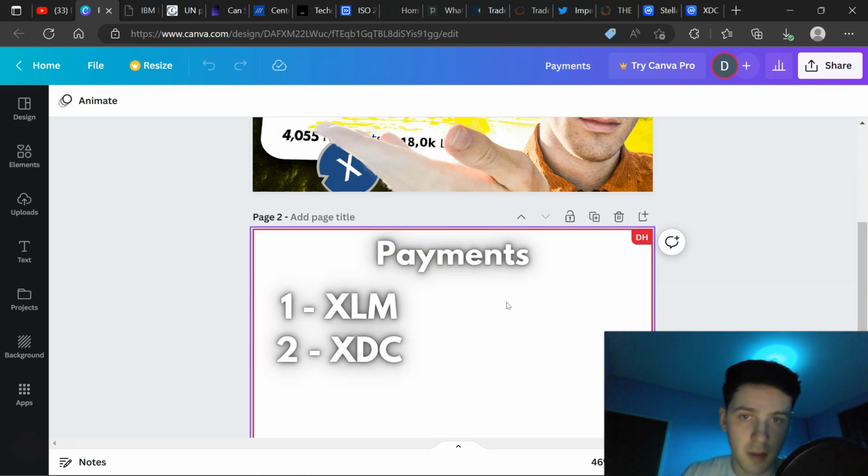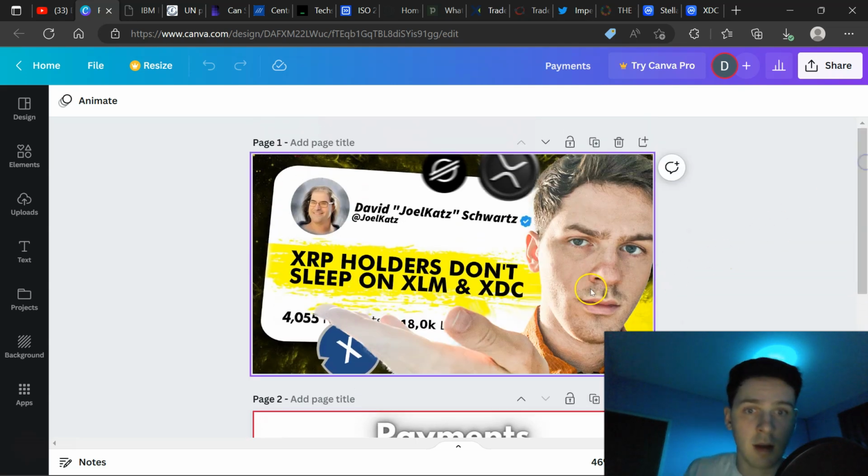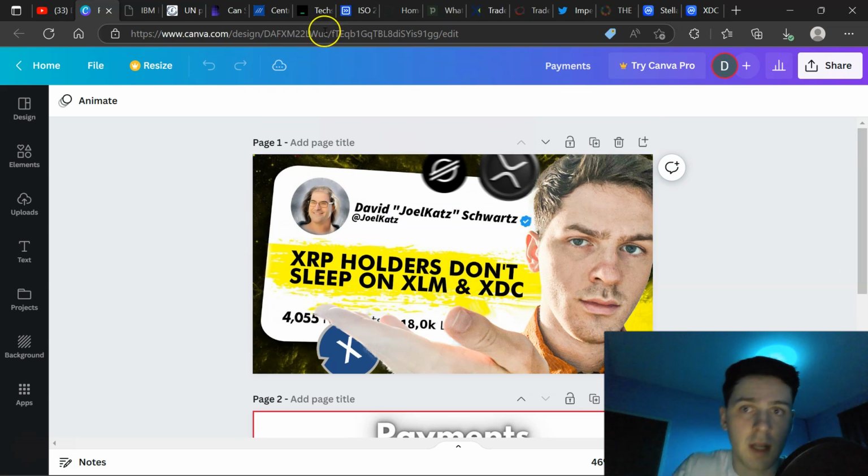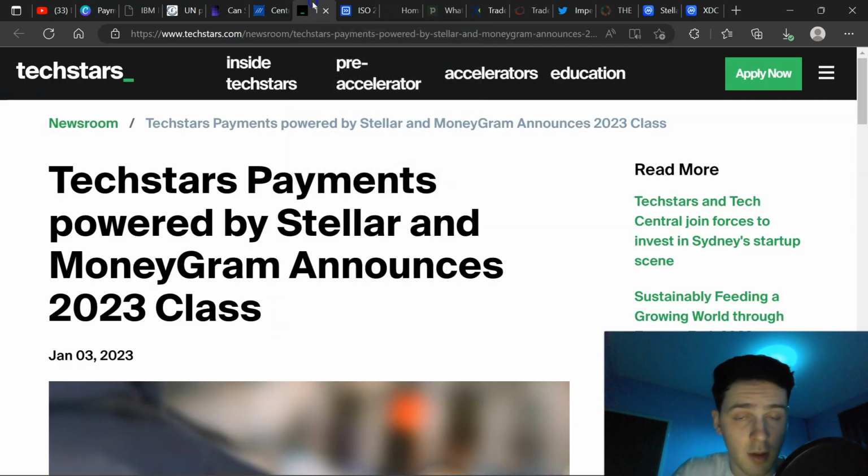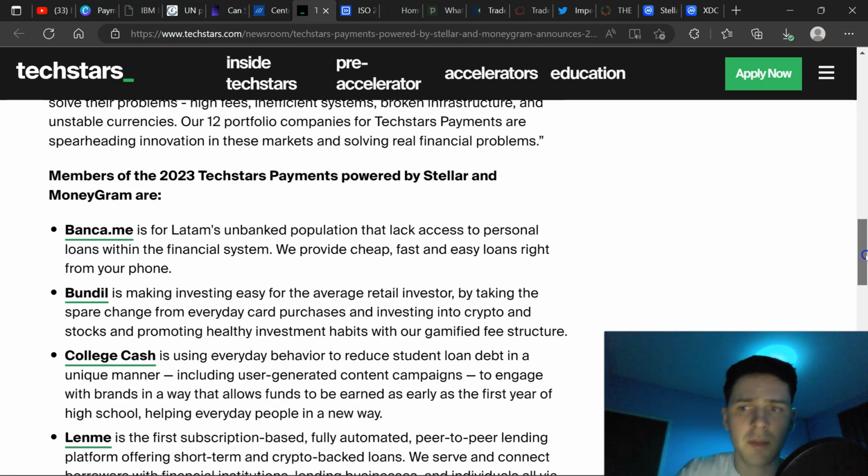CBDCs, the majority of central banks are looking into CBDCs, developing, researching, proof of concept in that process. This is very important when it comes to payments in general, cross-border payments, transacting, the rails for these CBDCs when it comes to moving that value is very important in regards to these payment assets. Also, Techstars payments powered by Stellar and MoneyGram. We can see these entities being powered by Stellar and MoneyGram.